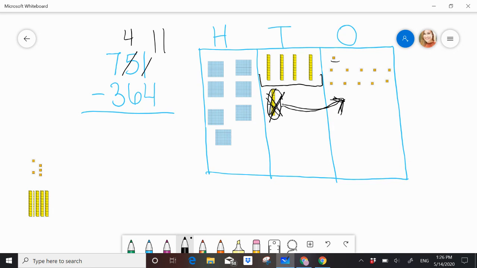Now I can take away my 4 1s from my 11. That's a lot easier now. 1, 2, 3, 4. I can do that. How many am I left over with?